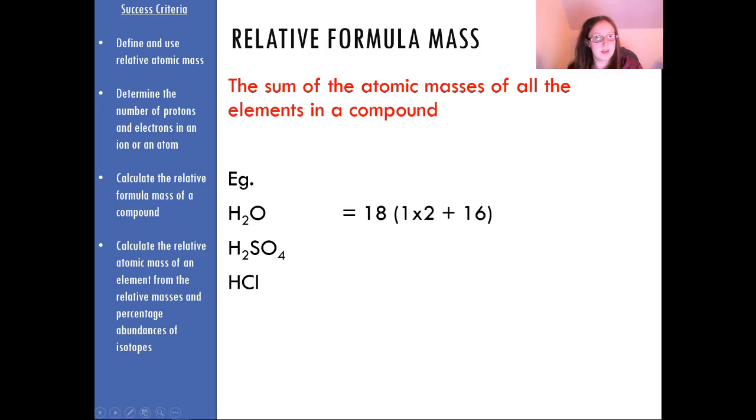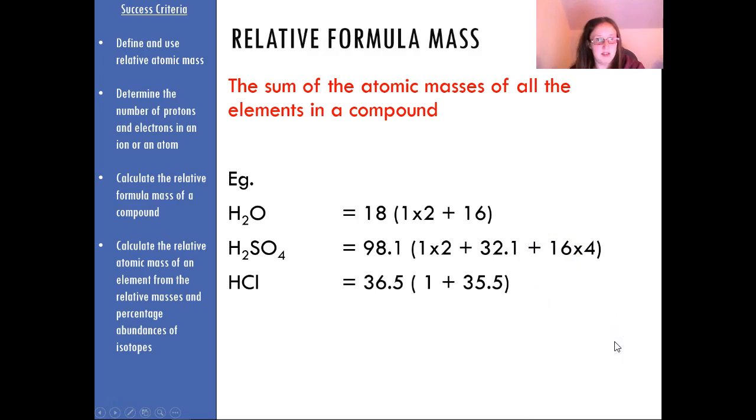So for water, it's going to be 18, because we've got 2 hydrogens and 1 oxygen, so that's 2 lots of 1 plus 16, which is 18. For H2SO4, it should come out at 98.1, so that's 2 lots of 1 plus 32.1 for the sulfur, plus 4 lots of 16 for the oxygen. And finally, for the HCl, it's 36.5, so it's 35.5 for the chlorine, plus 1 for the hydrogen.